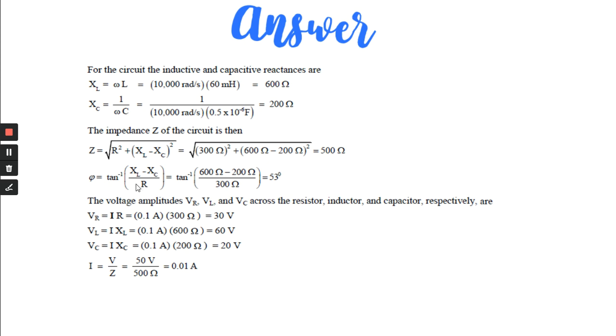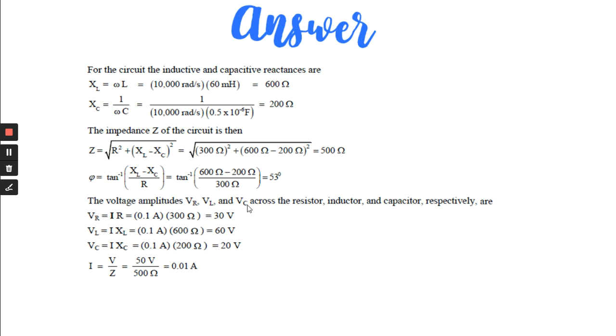So what is your phi? Tan inverse of XL minus XC by R. So 600 minus 200 by 300, this is 53 degree. So phi is positive. It is understood because your XL is greater than XC.